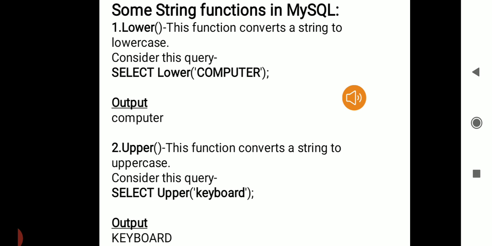Now, similarly see the second one, which is the upper function. So basically, what is the upper function? The upper function converts a string into uppercase.